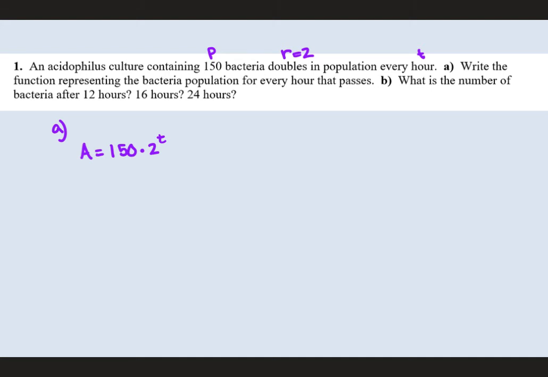Our part B here, we're going to go ahead and calculate it. How many bacteria are there after 12, 16, or 24 hours? So these numbers might get pretty big real quick.